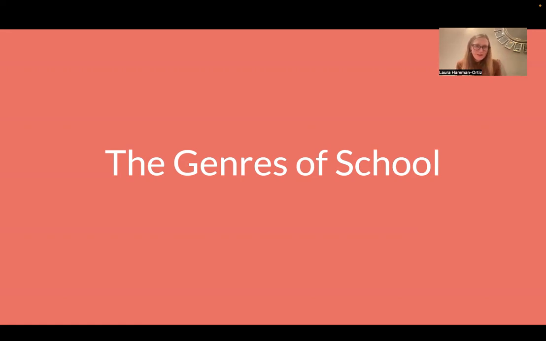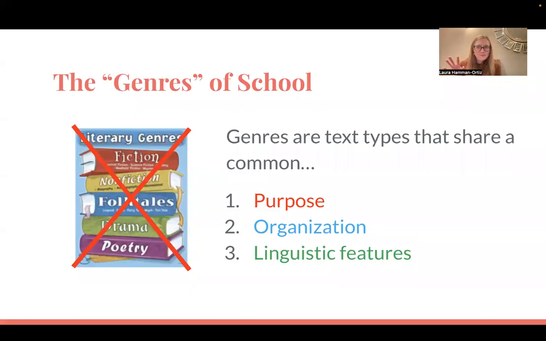And what they developed, and what many have since continued to work on, is they started to identify the different genres that are used at school and think about how they're organized, the language features that are part of those genres, and then from there, how you could teach them so that students could be successful in writing in those genres. And I want to be clear here that when functional linguists say genre, they're not talking about literary genres like fiction, nonfiction, poetry, drama. They're using the word genre to refer to a text type. Any text type that shares a common purpose, a common organization, and common linguistic features would be considered a genre.